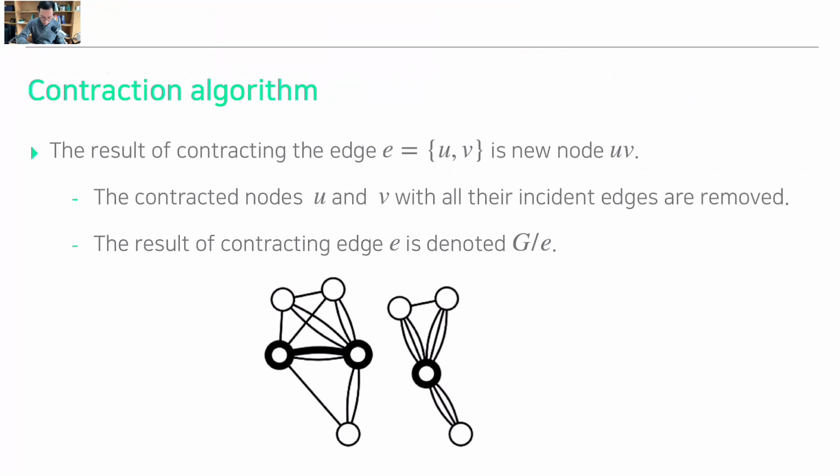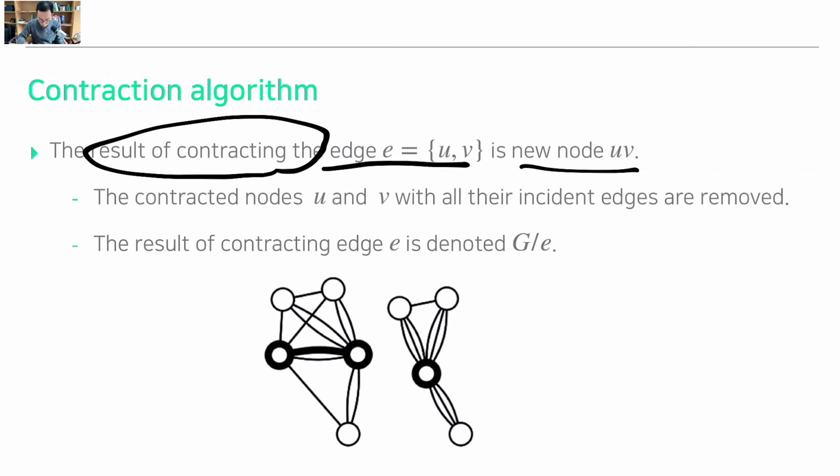So we give you another notation. So we have E. The result of contracting the edge is the new node UV. So it was U and V, and it becomes UV right now. So contracted nodes U and V with all their incident edges are removed. The result of contracting edge E is denoted as G/E.